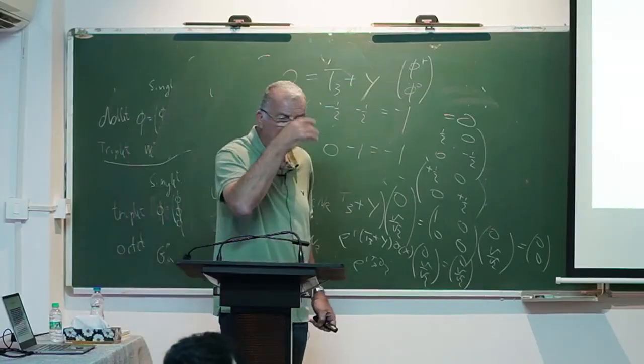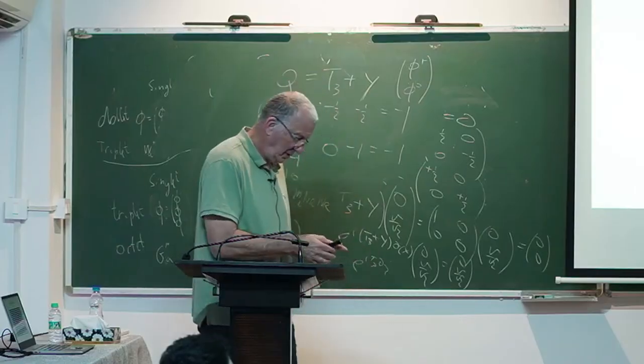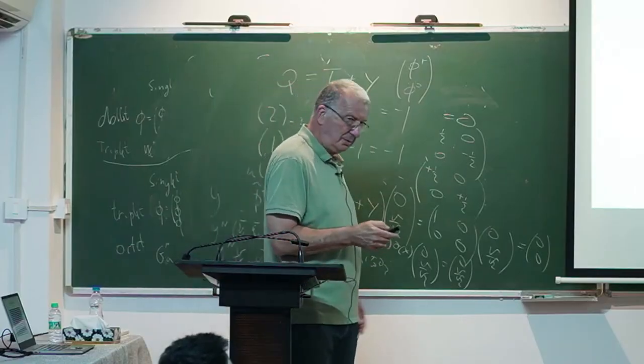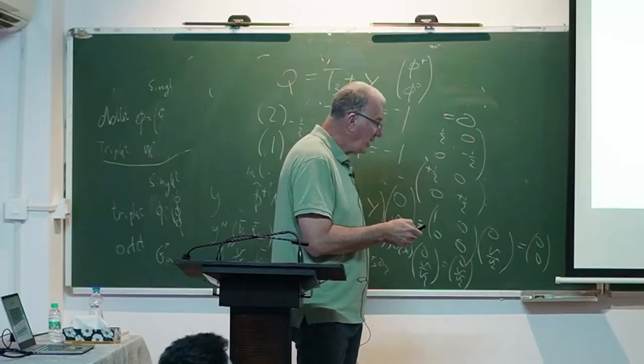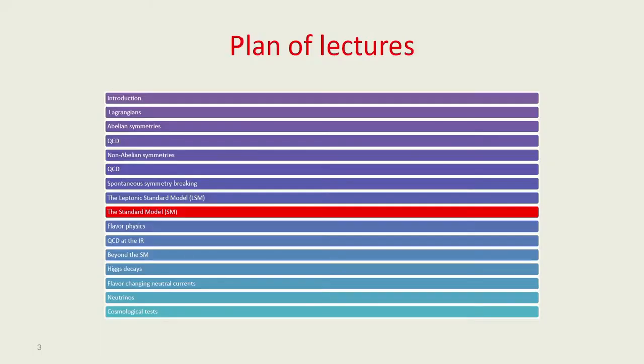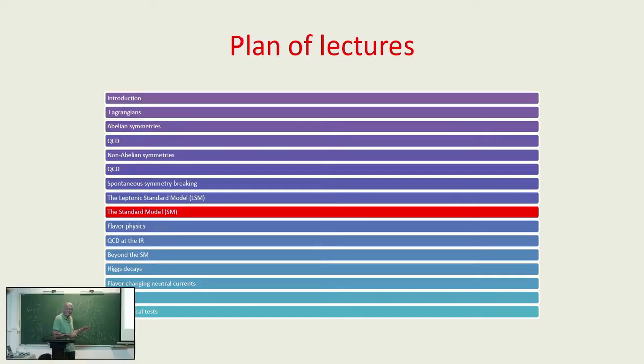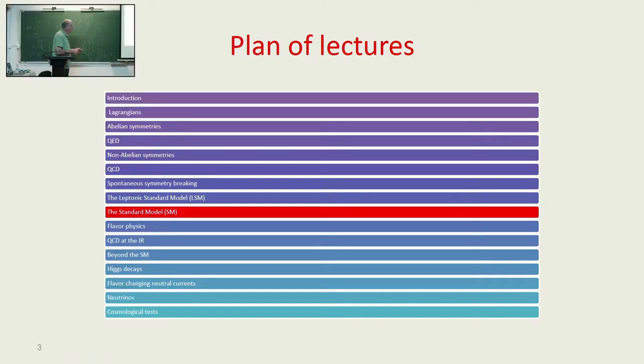I'm not sure that we'll finish the standard model now or tomorrow morning, but we finish it early enough that I can also do some of these. So let me take this opportunity and tell you what I think. I'll skip three of these: flavor physics, QCD at the IR, and flavor changing neutral currents. It's a big sacrifice because my own field, in recent years at least, is mainly flavor physics and flavor changing neutral currents, but it's fine.